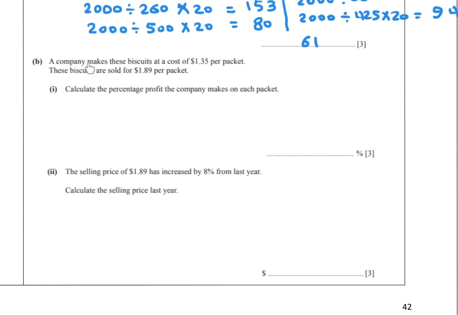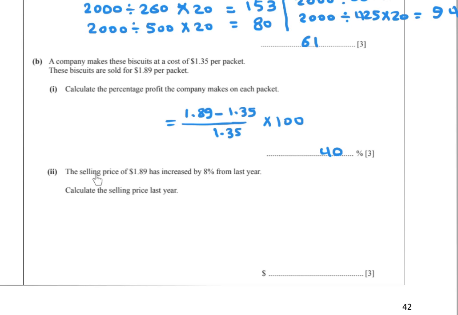B. A company makes this biscuit at a cost $1.35 per packet. These biscuits are sold for 1.89 per packet. Calculate the percentage profit. To find the percentage profit, we need to find the profit. So subtract the selling price minus the cost price over the cost price, multiply by 100 equals 40%.